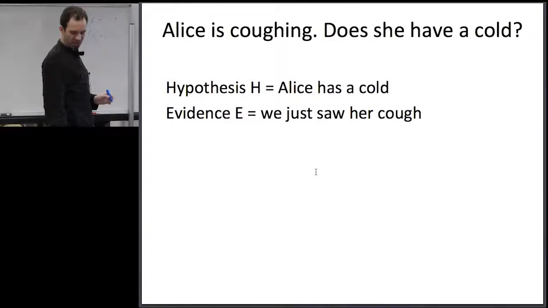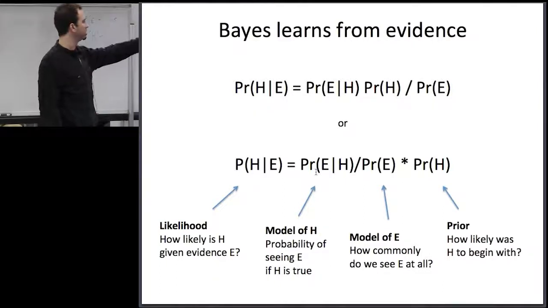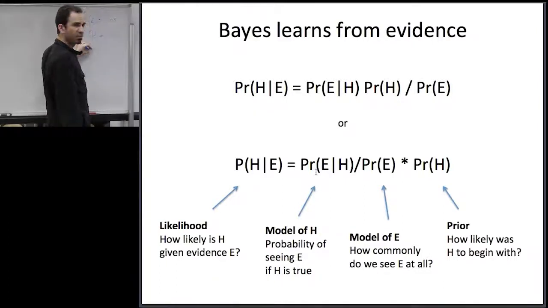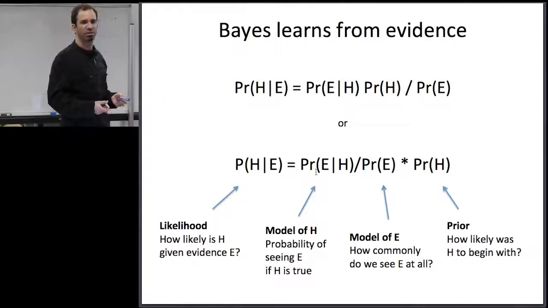And then the last thing we need is what? P of... someone call it out. Yeah, probability of having a cough given that you have a cold. So if you have a cold, how likely are you to cough? Ballpark.